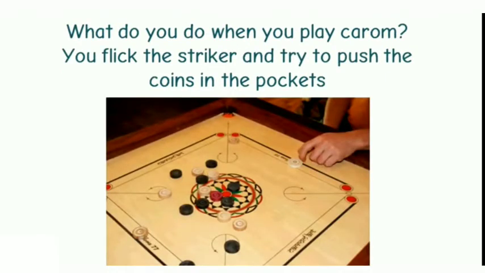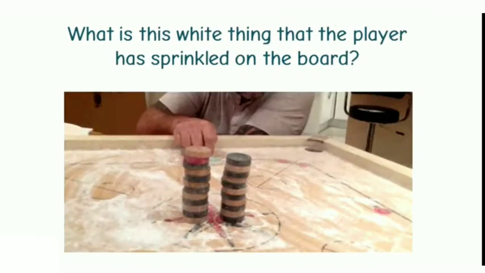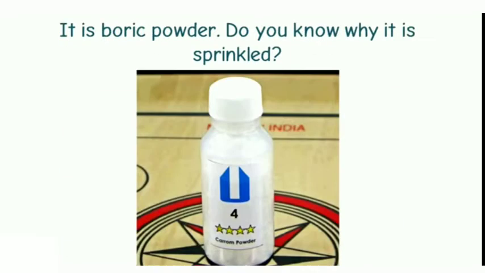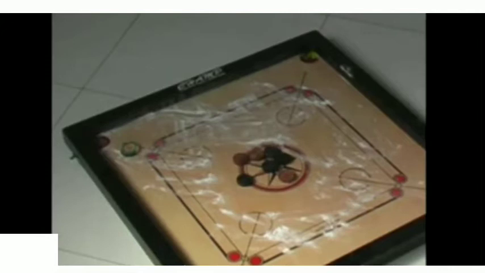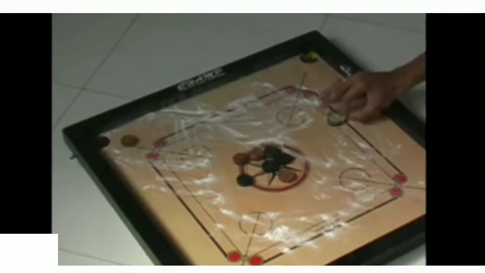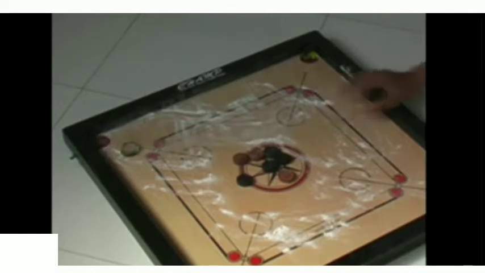What do you think? What do you do when you play carom? You flick the striker and try to push the coins into the pocket. What is this white thing in it? This is boric powder. Do you know why we sprinkle this? So that we can reduce the friction between the striker and the board. Just see, this time friction is very less.